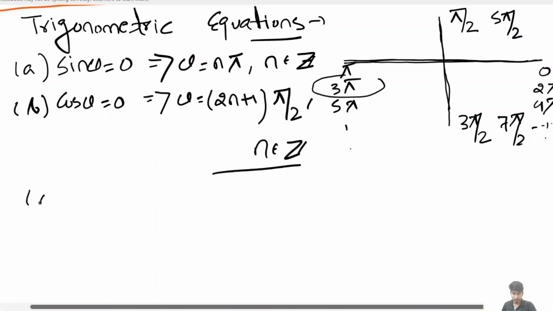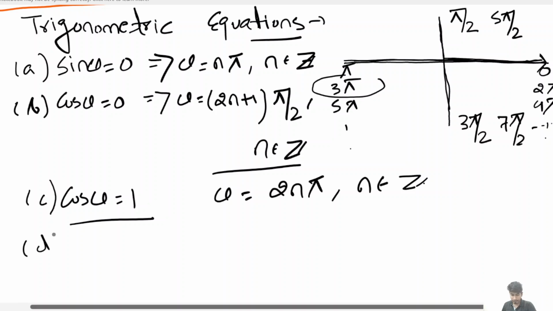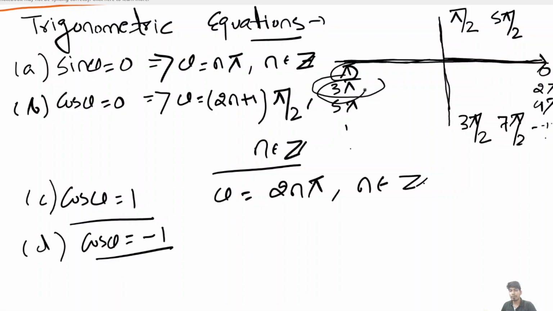Then our third is cos theta is 1. We know cos theta is 1 only on the positive side of the x-axis, at 0, 2 pi, 4 pi. So theta is 2n pi, where n belongs to integers. Then fourth is cos theta is minus 1. Cos theta is minus 1 at pi, 3 pi, 5 pi, so theta is (2n plus 1) pi.